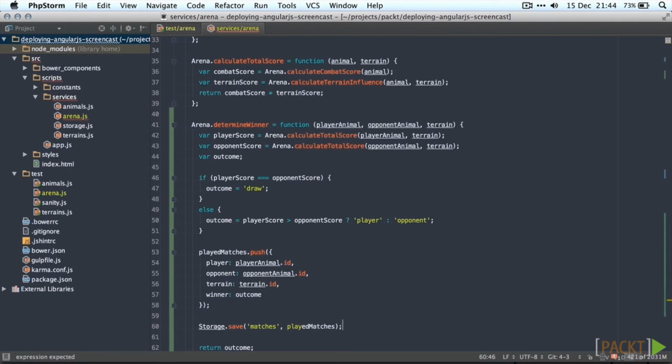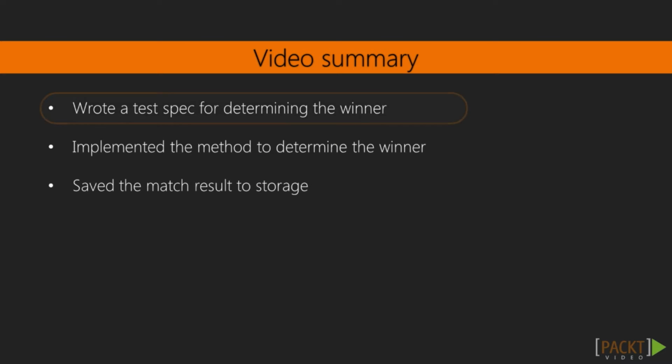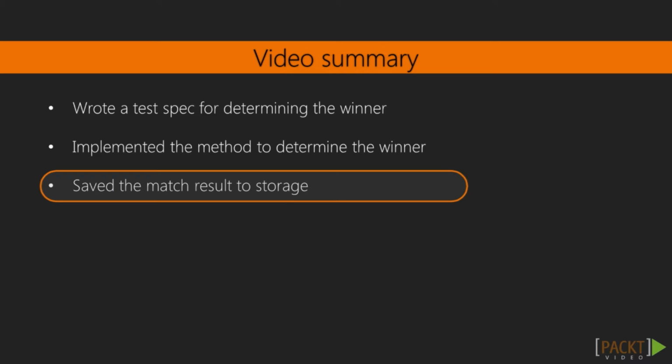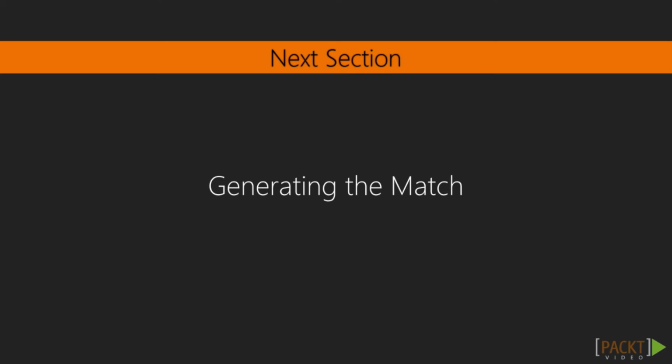Alright, that's it for the meaty part of the arena. What we've done so far is writing a test spec for determining the winner. We've actually implemented the method for determining who won the match. And finally, we've saved the matches to storage, which we can use later to display in the application. In the next video, we're going to hook up all this stuff to the controllers and views to create the application.